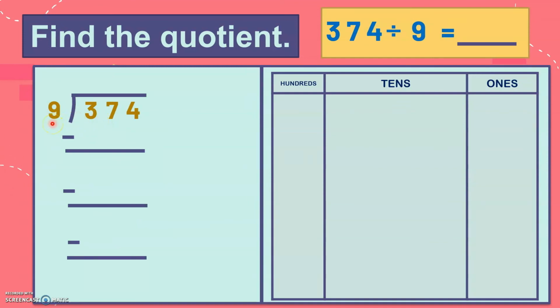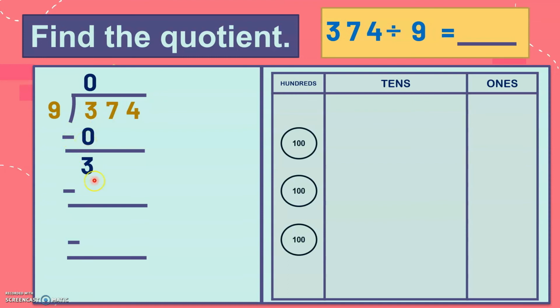374 divided by 9. So, we'll start with the highest place value, 3. So, we have 3 hundreds. So, can we divide 3 into 9? No. So, the answer is 0. And 0 times 9 is equal to 0. Then subtract 3 minus 0 is equal to 3. Again, we cannot divide 3 into 9. So, we will bring down 7.